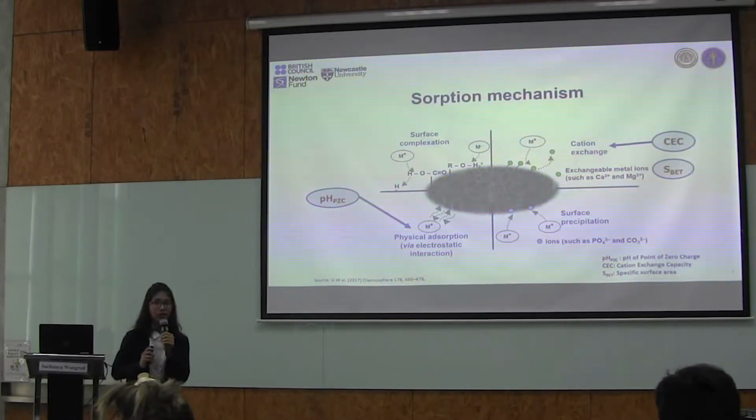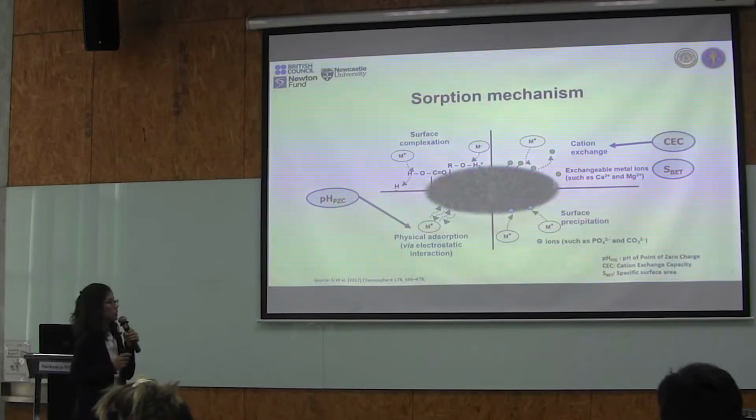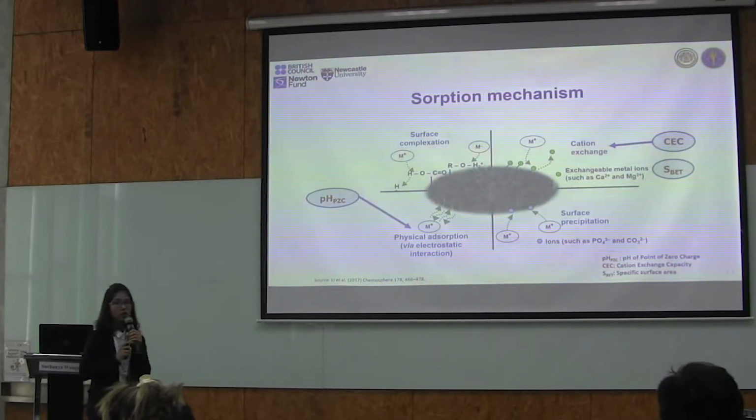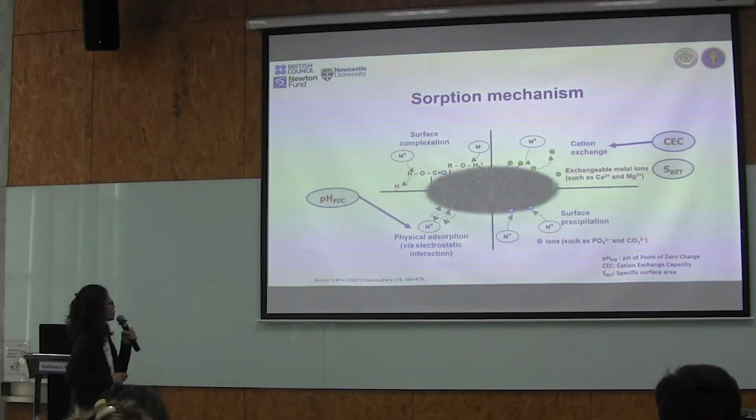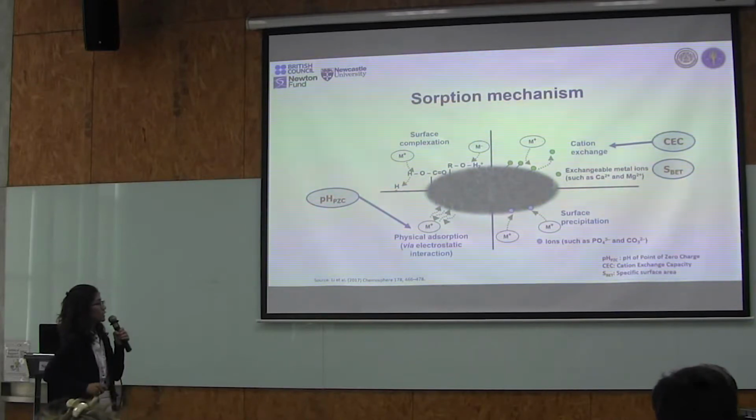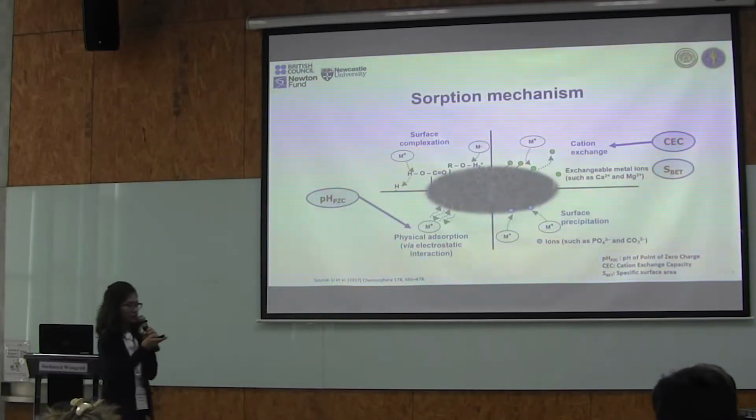In order to understand the mechanism, we try to link the physical-chemical properties so that we can predict or understand the sorption mechanism. In this case, we have the pH of point of zero charge, the cation exchange capacity, and the specific surface area.